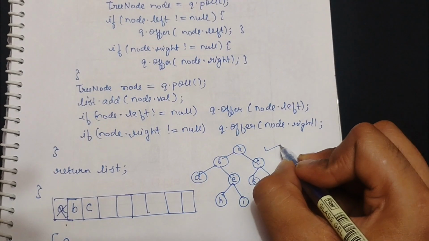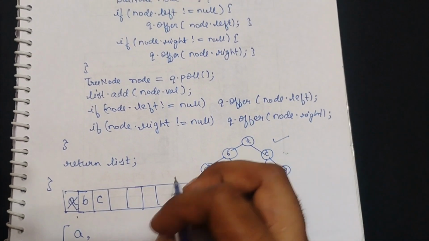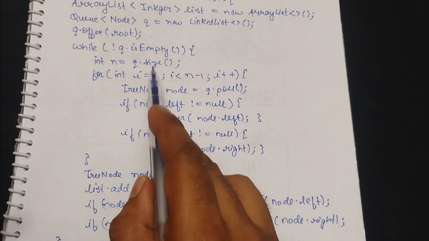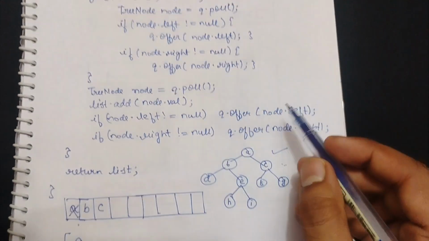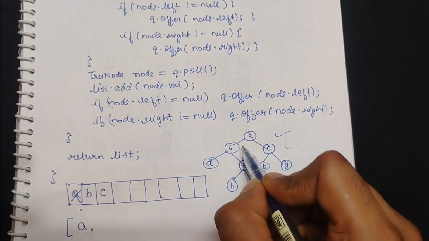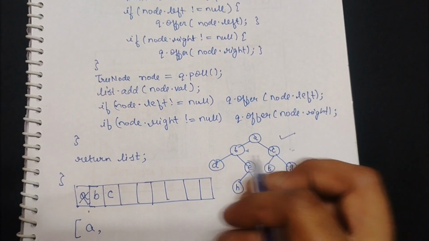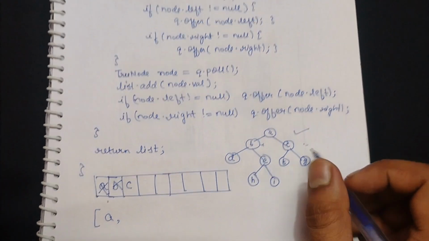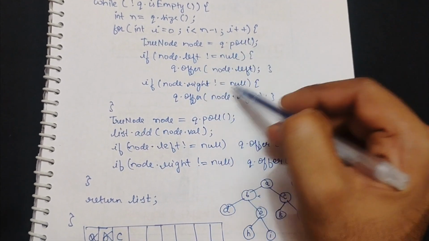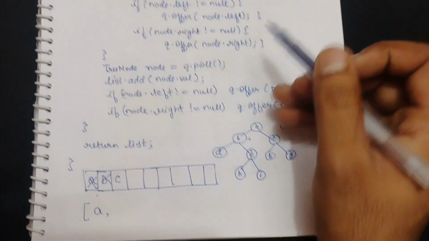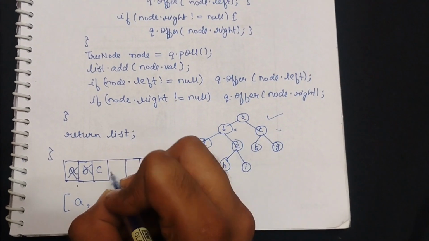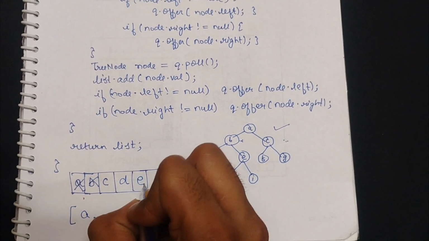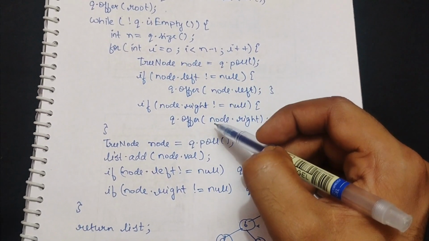Okay, this level has been done. Now we are at this level. Size is 2. That means it will run from 0 to 1, so one time it will run. So now it will pop out B. In this for loop, we are inside the for loop. It will check for the left and right child. Does B have a left child? Yes, it has D. B has a right child? Yes, it has E. Okay, we are complete with this for loop.